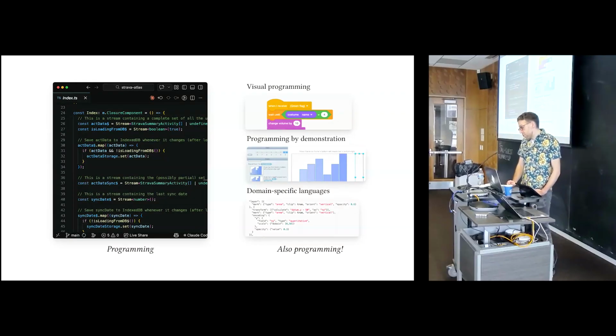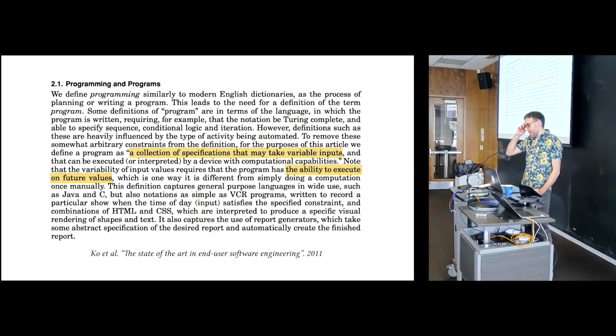So one argument that all of these should count as programming is that there are often alternative ways of constructing the same things. For example, you can code a dynamic data visualization in JavaScript, or you can make it by demonstration, or you can make it with a DSL. So maybe we should define programming in terms of the artifacts that it produces, that is to say, its ends. And that's what Coe et al. did in their survey of end-user programming. To keep a broad view, they focused on what programs do rather than how they're built, defining a program to be a collection of specifications that may take variable inputs. So maybe that's the key.